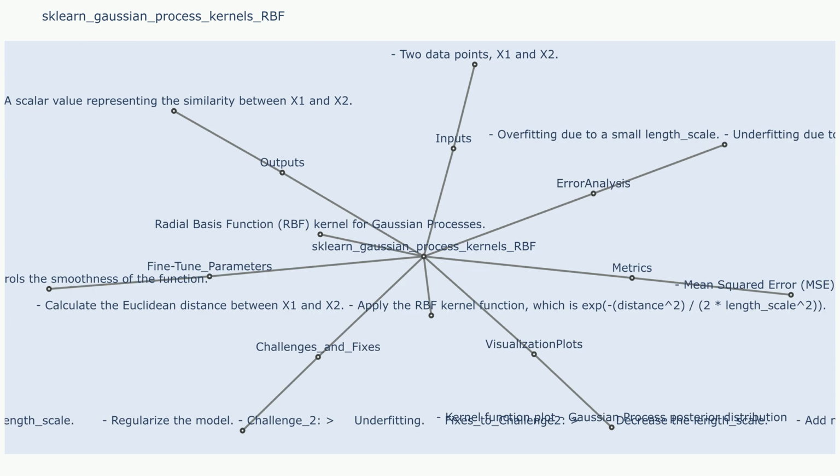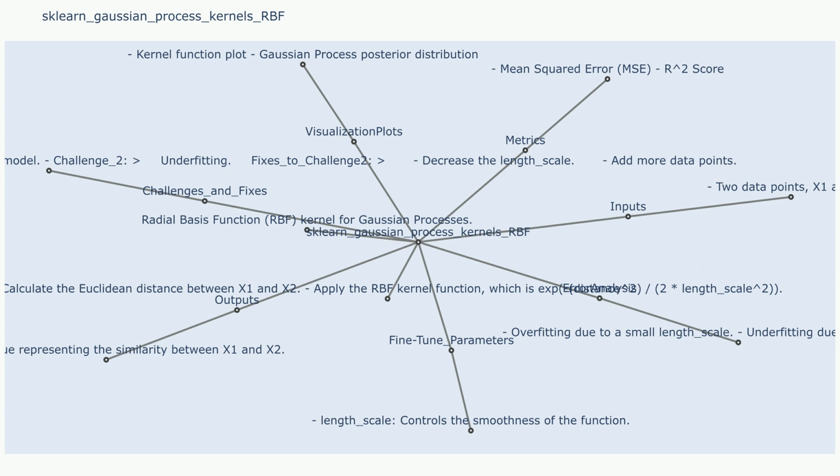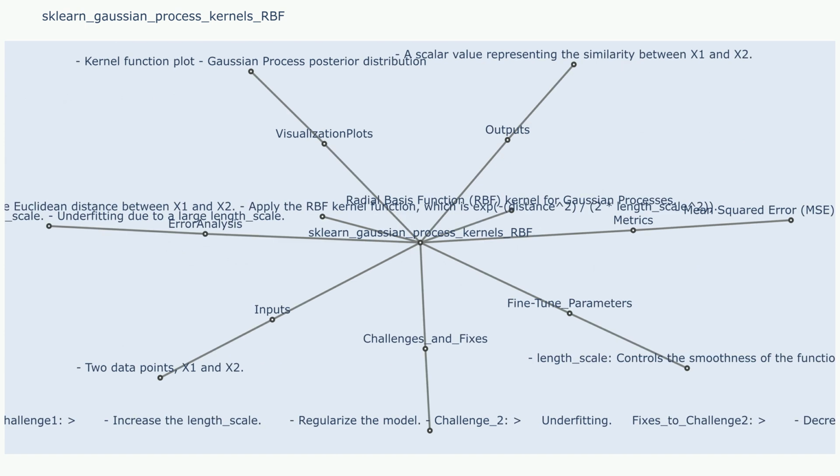Uncertainty methods. Uncertainty method 1: predictive variance. The GP model provides an estimate of the uncertainty in its predictions based on the training data and the kernel function. This uncertainty is represented by the predictive variance, which is higher for regions where there is less training data. Uncertainty method 2: confidence intervals. Confidence intervals are constructed based on the predictive variance to indicate the range within which the true value is expected to lie with a certain probability.